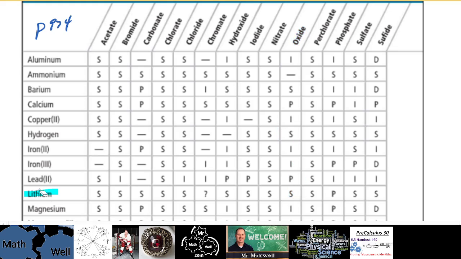Question? Yeah, I'm looking at lithium bromine. It has a question mark. Yeah, again, not every cation will form an ionic compound or a bond with every anion.